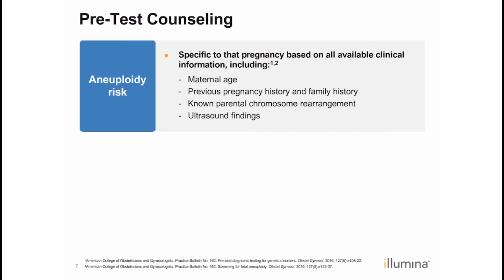The risk estimate I provide to a patient is specific to her based on all of the information I have available to me. This could include her age at delivery, her gestational age, if she has a history of a previous pregnancy or child with a chromosomal abnormality, if she or her partner have a chromosomal rearrangement such as a translocation, and whether or not there are fetal abnormalities detected by ultrasound. All of these factors influence her chance of having a child with a chromosomal abnormality.